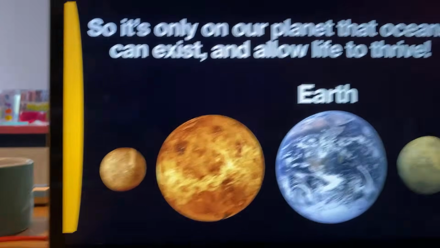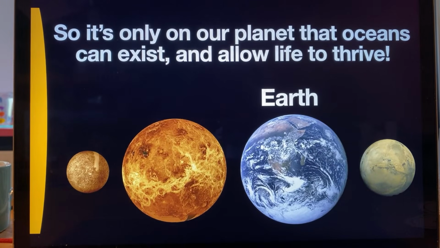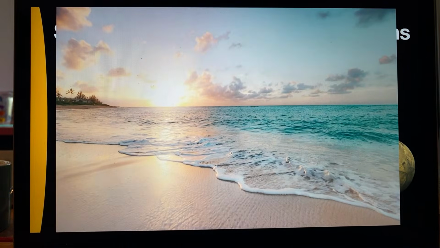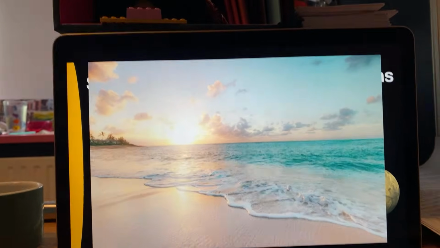And that's the long story of why it's only on our planet that oceans can exist and allow life to thrive. Woo! Right, chums, that is pretty much the end of the lesson, except we've got a little mystery word quiz for you because I know that you love those. So we've got 7 more ocean lessons stretching ahead of us now.